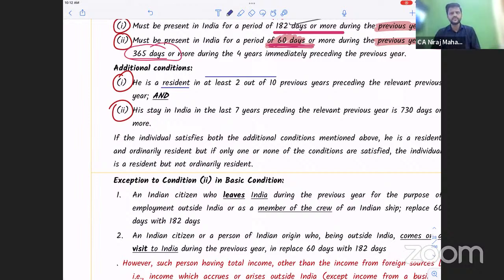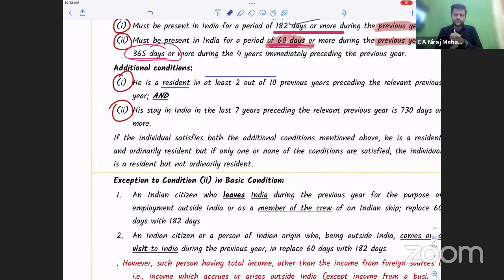Now, the word they are using is resident. Are they using ROR or RNOR? No. How does a person become resident? By following basic conditions. How many, both or one or none, to become resident? Anyone. Very good, you are on the correct track. To become resident, at least one of the basic conditions should be satisfied. Then you call him a resident.